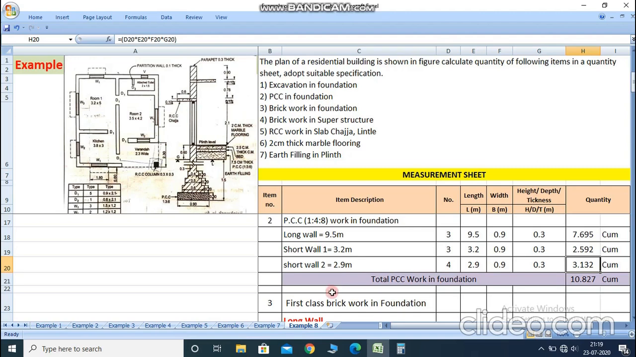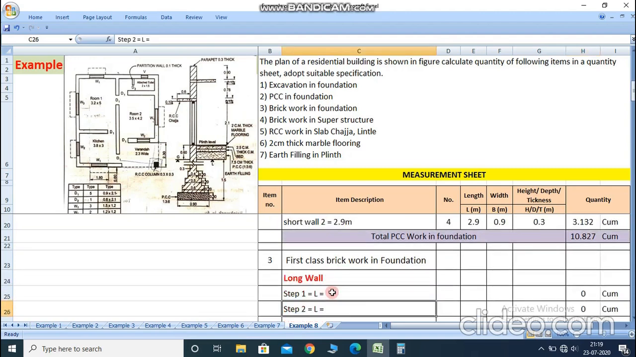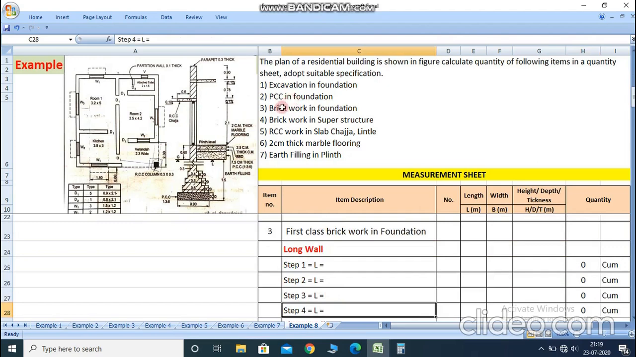Now we start the third item. Here the third item is brickwork in a foundation. So here, brickwork in a foundation, there are 4 steps in a foundation. The first step is 0.6 meter width, the second step is 0.5 meter width, the third step is 0.4 meter width and the fourth step is 0.3 meter width. We calculated up to plinth level. Clear? So we start step 1.